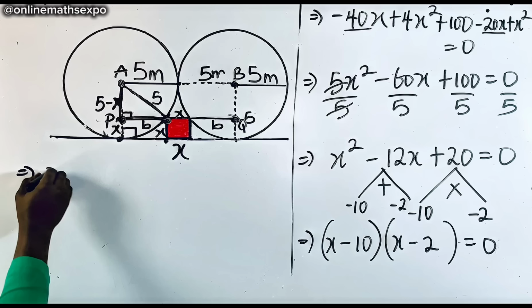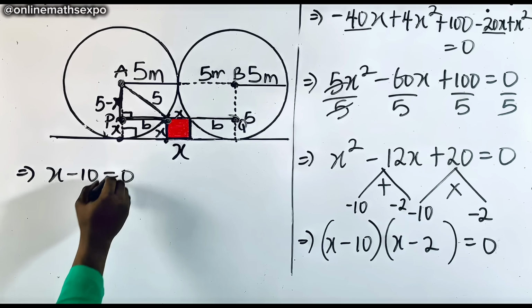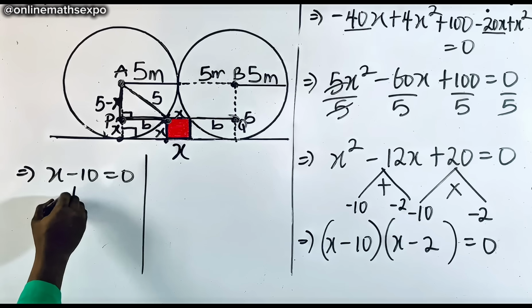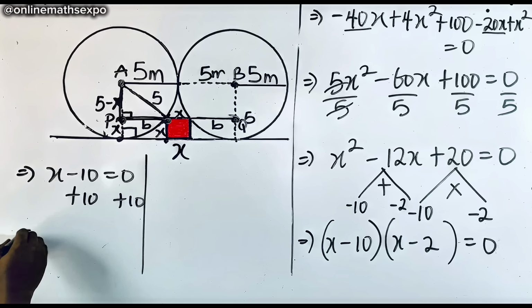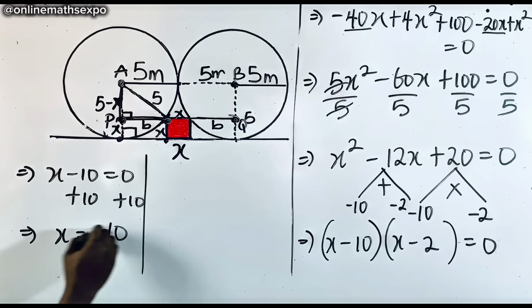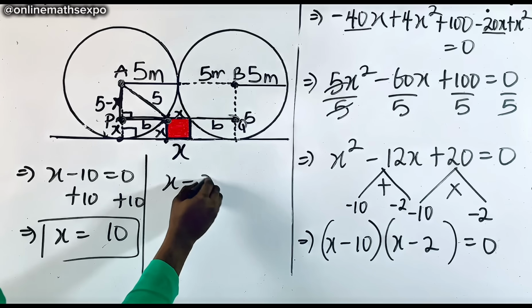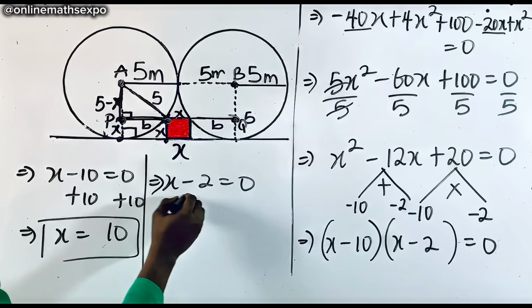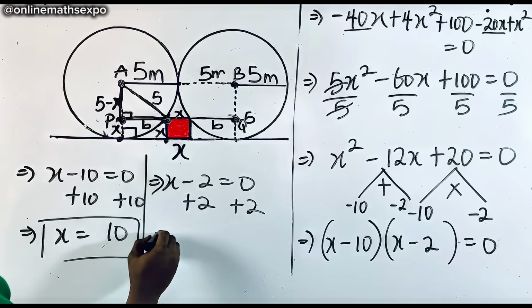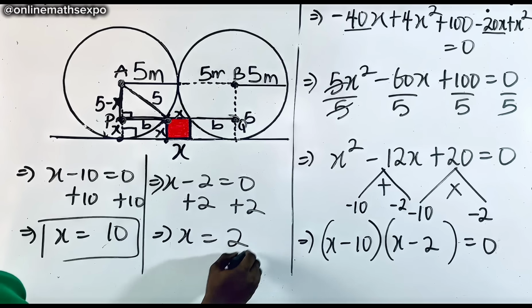Solving this, we have x minus 10 is equal to 0, so we add 10 to both sides, and we have x is equal to 10. Then for this, x minus 2 is equal to 0. Add 2 to both sides, and we have x is equal to 2.